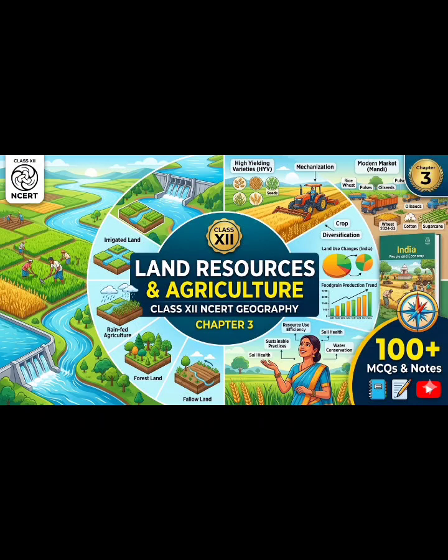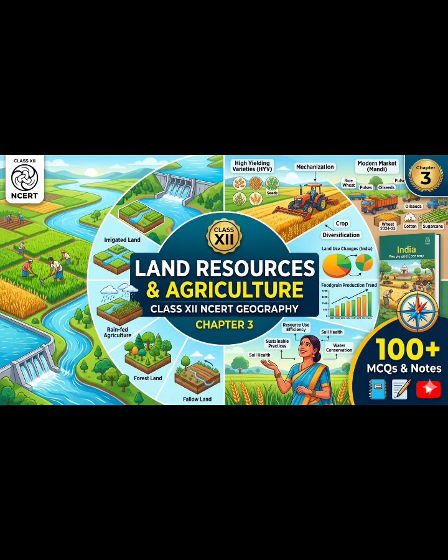Next point, point number 5, area under miscellaneous tree crops and groves not included in net sown area. The land under orchards and fruit trees are included in this category. Much of this land is privately owned.